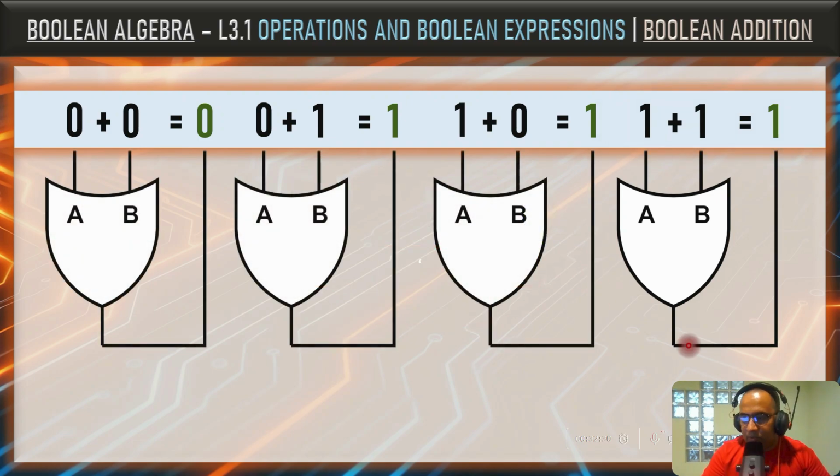So in Boolean OR operation, the output is 1 whenever at least one input is 1. The output is 0 only when both inputs are 0. This completes the core idea of Boolean addition.